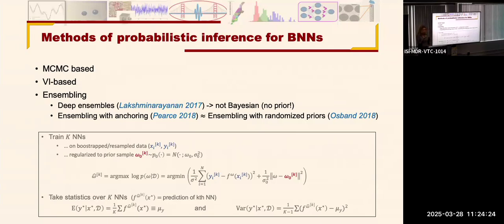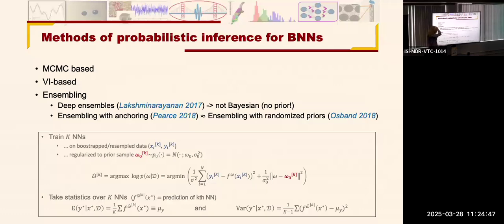And the notion of prior is very important. Bayesian inference is one of the core principles. Deep ensembles per se are not Bayesian, but you can modify the algorithms, and there are things like ensembling with anchoring or ensembling with randomized priors that modify the ensembling schemes a little bit to allow consideration of the prior.